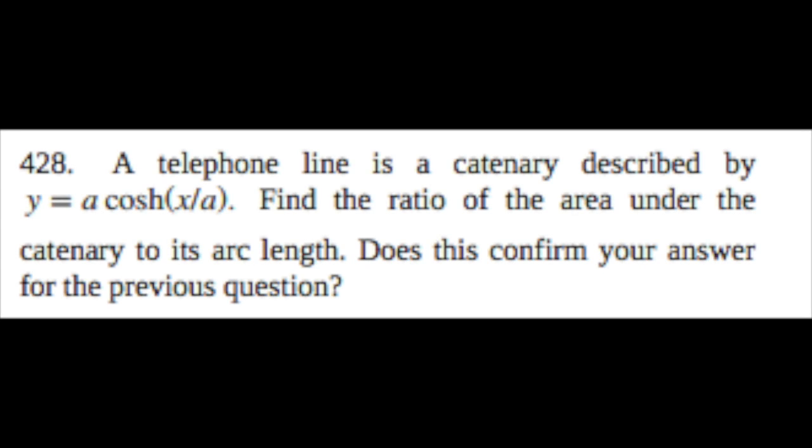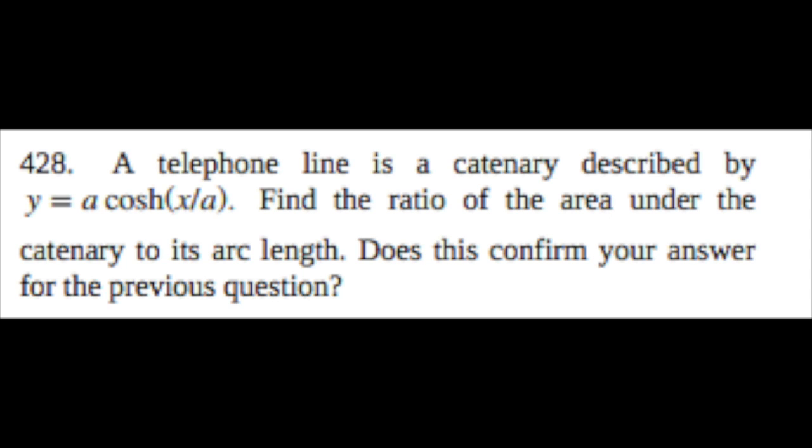In this case, our problem is a telephone line is a catenary described by y equals a cosh(x over a). Find the ratio of the area under the catenary to its arc length, and just disregard the last portion. We don't need that. So basically what we're being asked to find is both the ratio of the area under the catenary as well as its arc length. Before we even get started with the problem, let's define what a catenary is first.